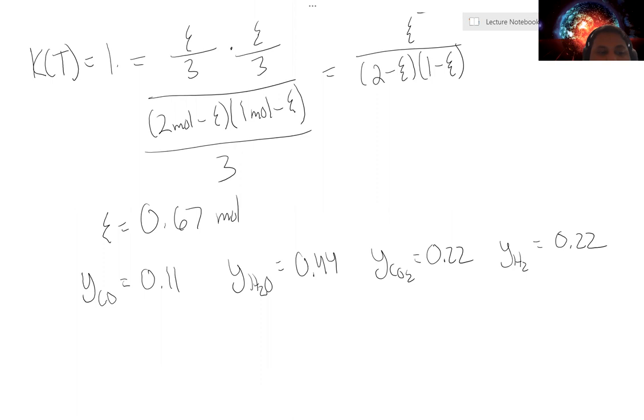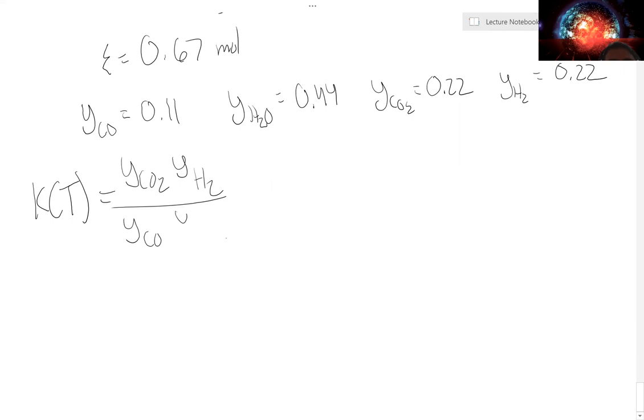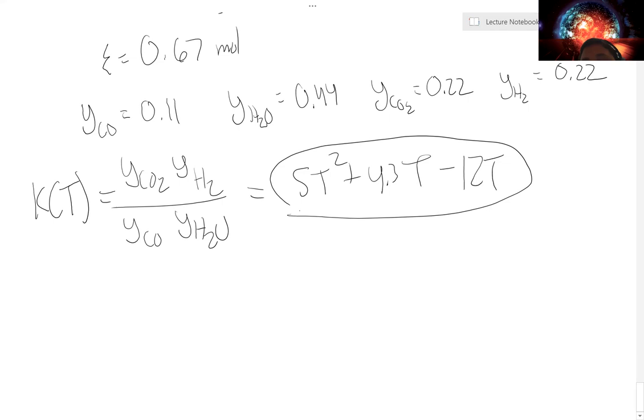Where does the temperature come into play with that? Not a whole lot here, but if I wanted to, I could say K sub T is equal to Y CO2 Y H2 over Y CO Y H2O, which equals 5T squared plus 4.3T minus 12, something like that. There could be another equation here, and I could basically give you the temperature. You can solve for what K would be, and then once you have K, you can then do the extent of reaction analysis to solve for the mole fractions. If that makes sense.